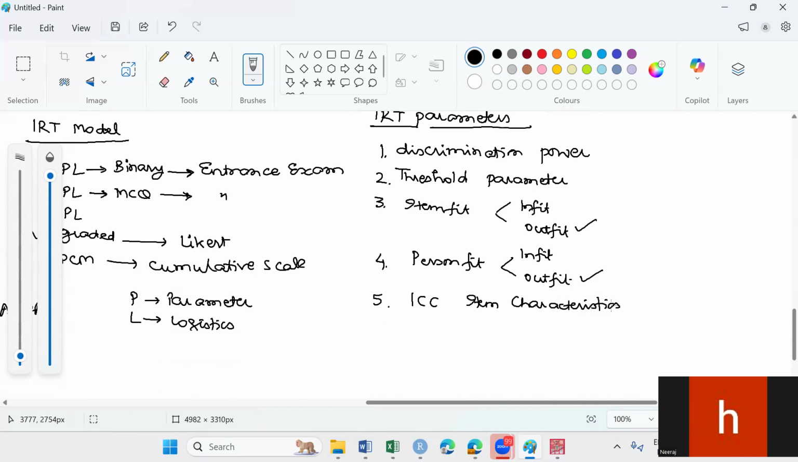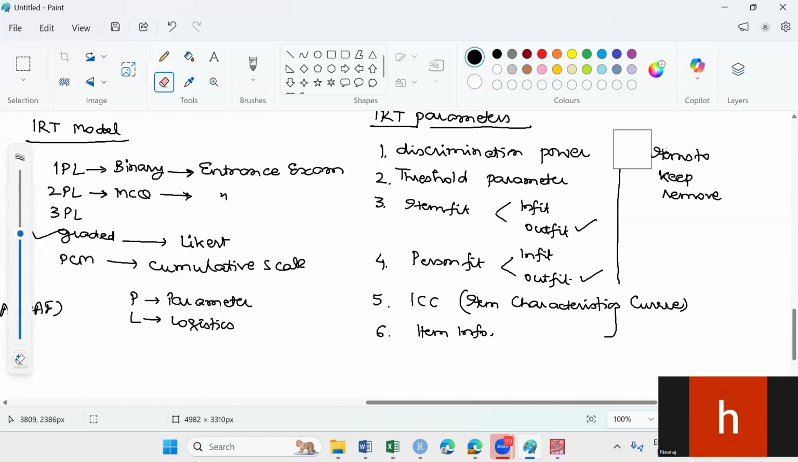Item characteristics curve will tell me the behavior. It is a probability-based curve; heuristic curves are there. It will tell how the items are performing. And number six, I got the item information. Which item is measuring which portion of the variable? Like low stress is measured by this item, high stress is measured by this item, middle stress is measured by this item. And on the basis of that, we will take the decision which items to keep or remove.